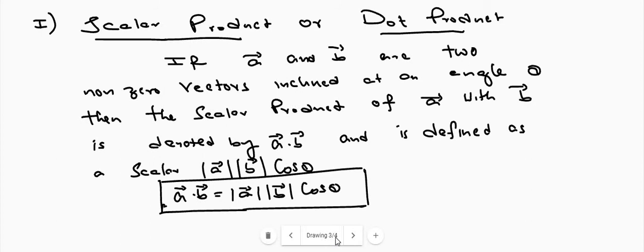If A vector and B vector are two non-zero vectors inclined at an angle theta, then the scalar product of A vector and B vector is denoted by A dot B and is defined as the scalar mod A mod B cos theta. That is, A dot B is equal to mod A mod B cos theta.